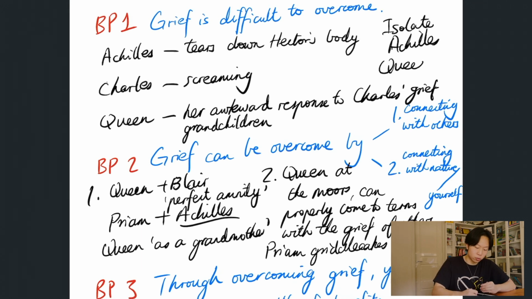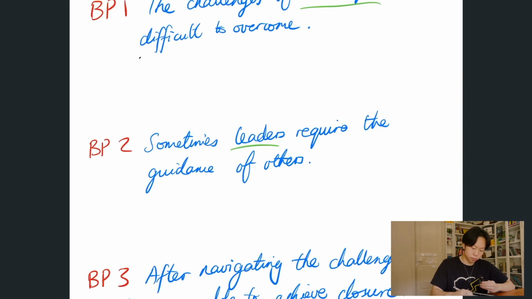And also the Queen as well. She just sort of runs off to Balmoral with Philip and all those guys. And by ignoring that, that's not good either. Sort of similar with here. So the challenges of leadership are difficult to overcome.